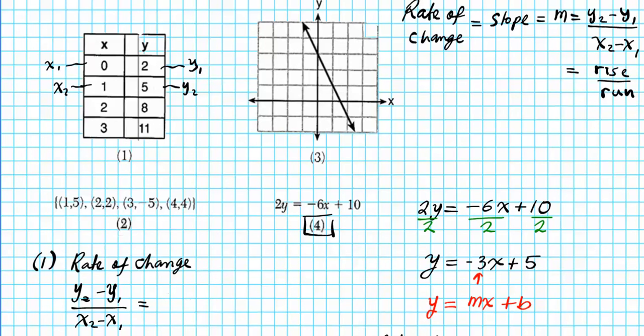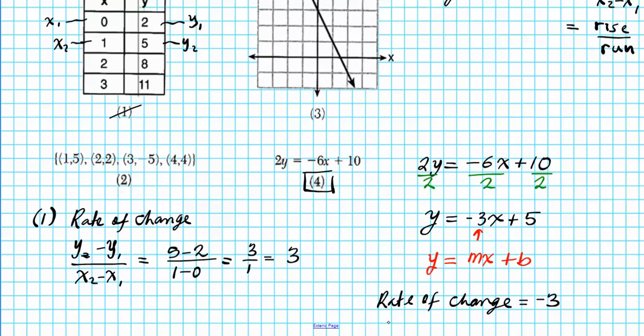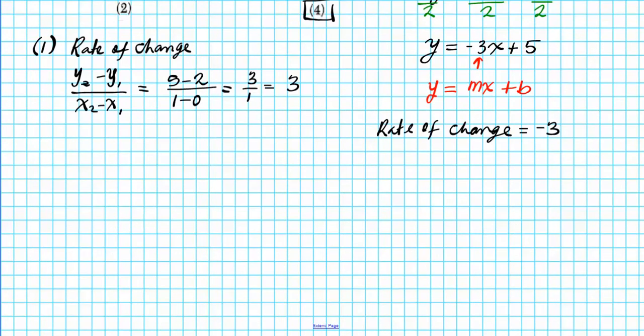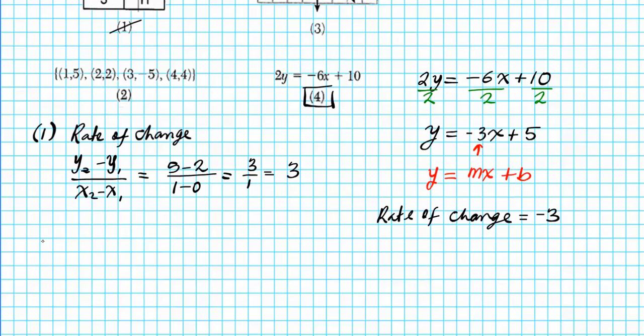All right, so y2 is 5 minus y1, 2, divided by x2, which is 1, minus x1, which is 0. If you compute the difference here, you have 3 divided by 1, which is equal to 3. So that's your rate of change for option 1, and we can clearly see that it's incorrect because our target value is negative 3. How about a set of ordered pairs as reflected in option 2?